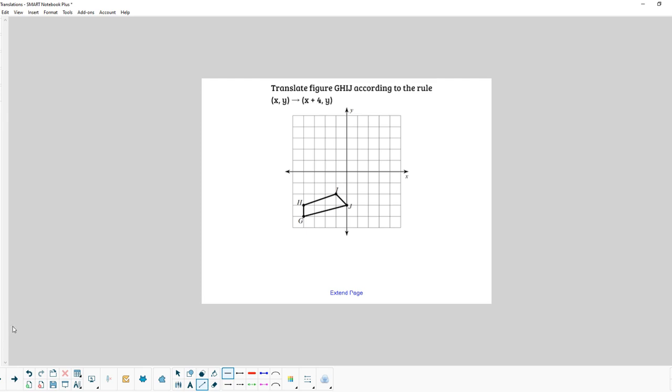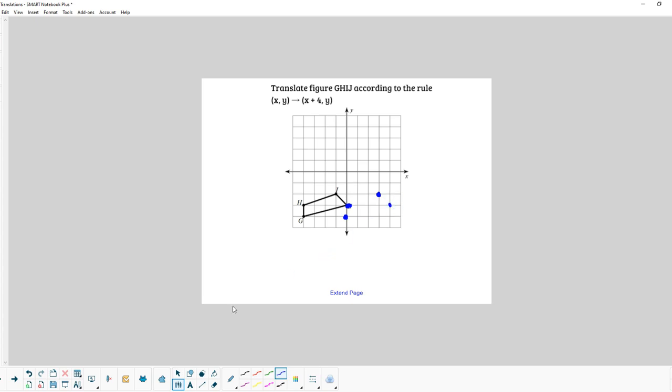All right, translate this figure GHIJ according to the rule. This one says we're going to move over to the right 4 places, but we're not going to change the y values. So that's going to be a pretty easy translation. We get our marker again, and we're just going to go over 4. 1, 2, 3, 4. Then 1, 2, 3, 4. Then 1, 2, 3, 4. And this one, 1, 2, 3, 4.